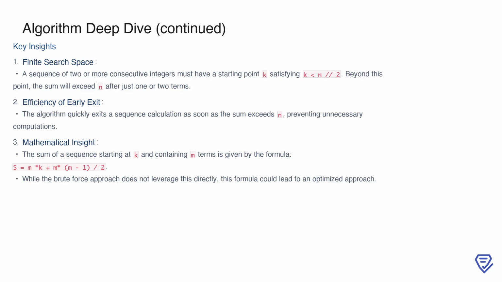Finally, there's an important mathematical insight that can guide us toward potential optimizations. The sum of a sequence starting at k and containing m terms can be expressed with the formula s = m*k + m*(m-1)/2. While this formula isn't directly used in the brute force solution, it lays the groundwork for a more optimized approach by providing a direct mathematical relationship between the sequence parameters and n.